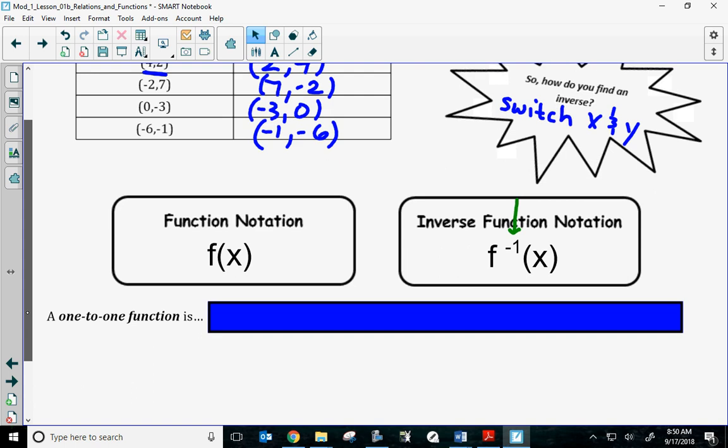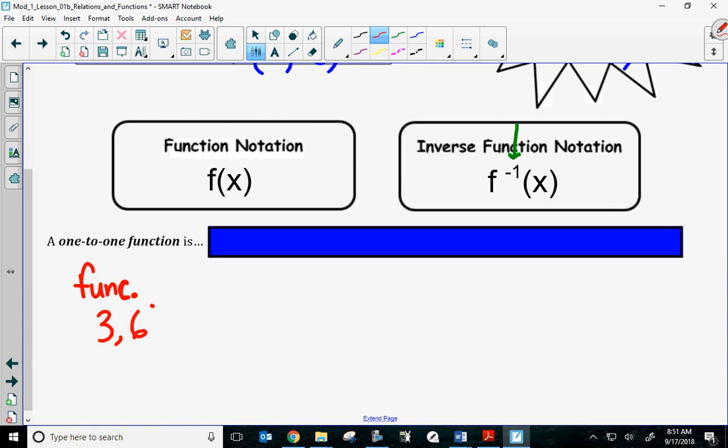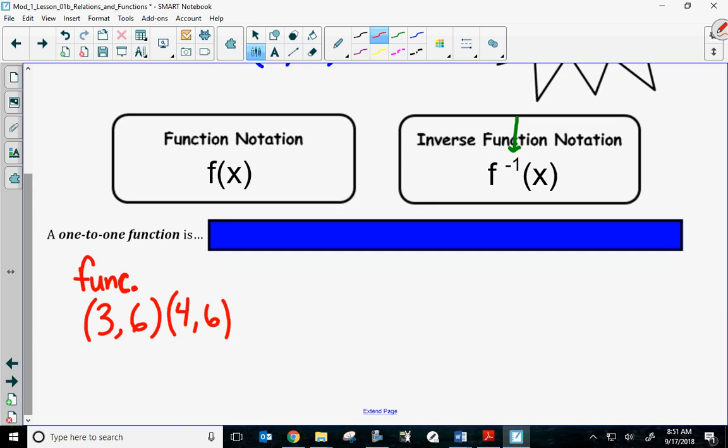And before we move on any further, I'd like to explain to you what a one-to-one function is. And before I do that, I'd like to have you recall, well, what's a function? A function is where every x has at most one y. Meaning, I can have 3, 6, and I cannot have another 3. I can have 3, 6, and I can have 4, 6. Okay? That's a function because my x's do not repeat.